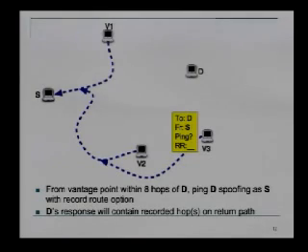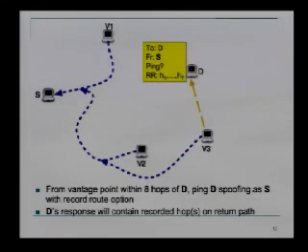Next, we're going to find a vantage point that's within 8 hops of D. That means that it can send a record route and get some reverse path information. So in this case, let's say that V3 is within 8 hops of D. So V3 is going to send a ping to D with record route enabled, but it's going to spoof and claim that the ping came from S.